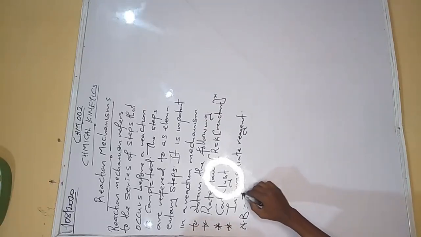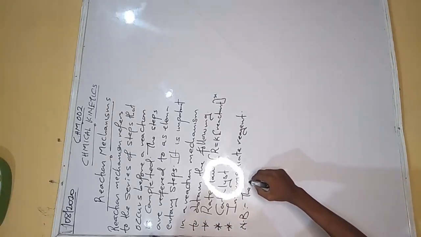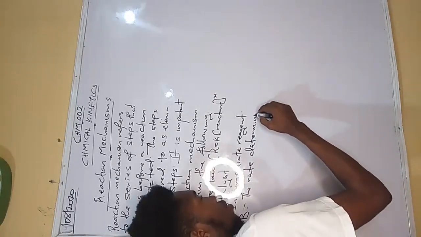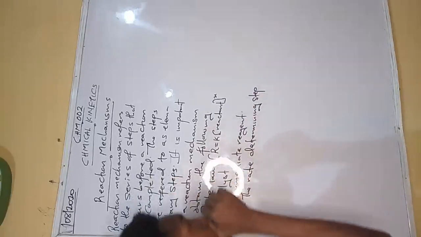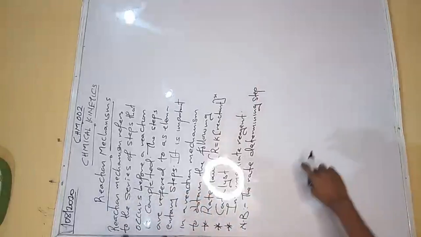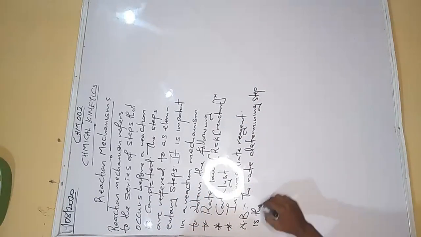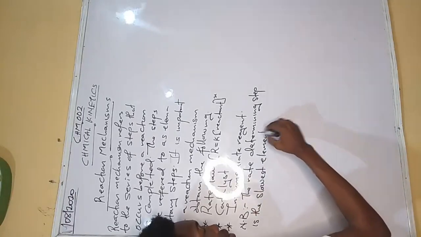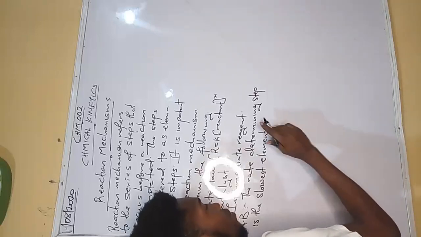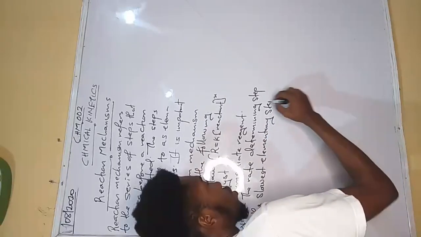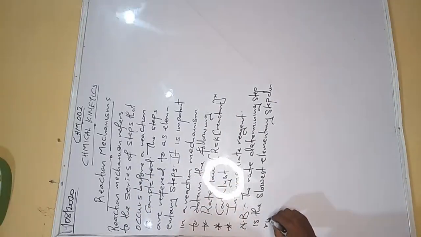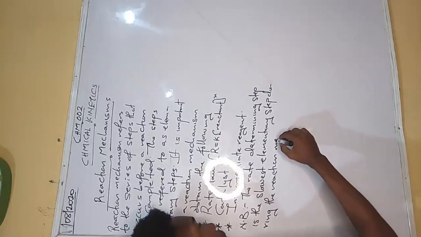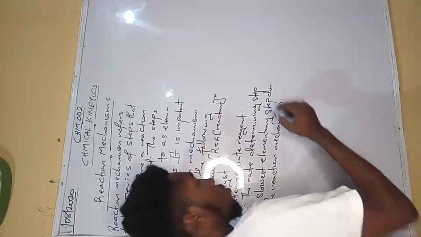Note. The rate determining step is the step that controls the rate of the reaction. The rate determining step is the slowest elementary step during the reaction mechanism. I get you now.